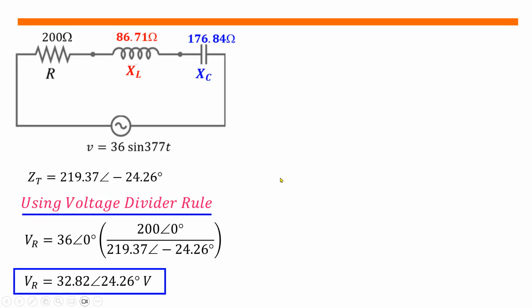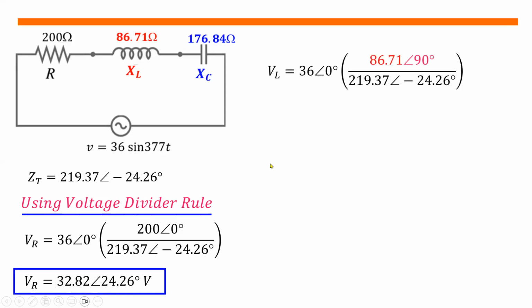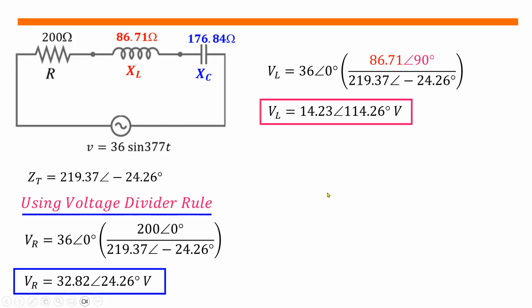So the same process to get the voltage across the inductor, that will be 36 angle 0 multiplied by 86.71 angle 90 degrees all over the total impedance. That will give us 14.23 angle 114.26 degrees volts.